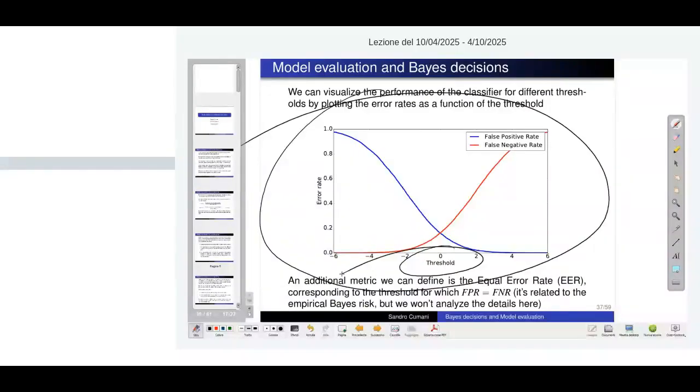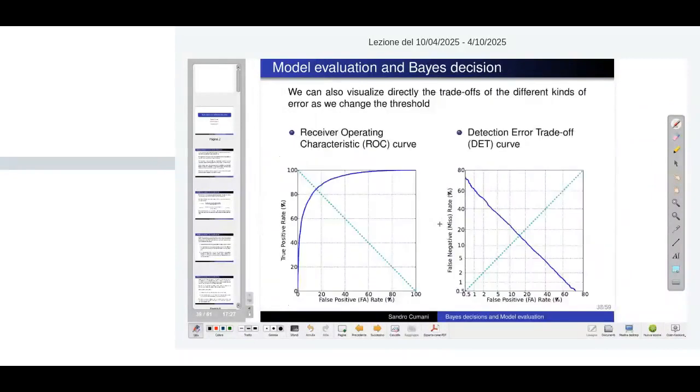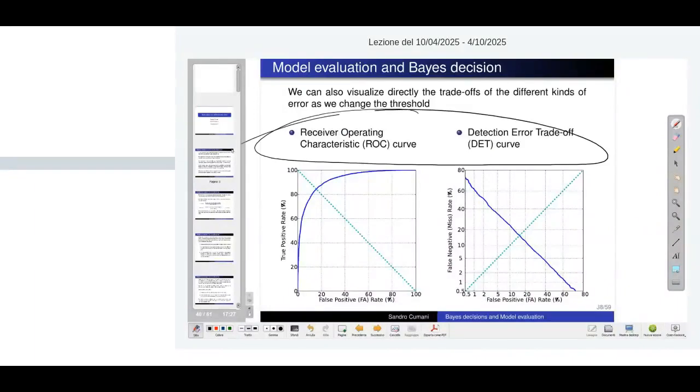One possible way is to start visualizing our false positive and false negative rates as a function of the threshold. This tells us, for the two classes, as we move the threshold, what the error rates are. And from this, we will see that we can build something better that gives us the empirical bias error for each sample. But we'll see that tomorrow. For today, we stop with this.